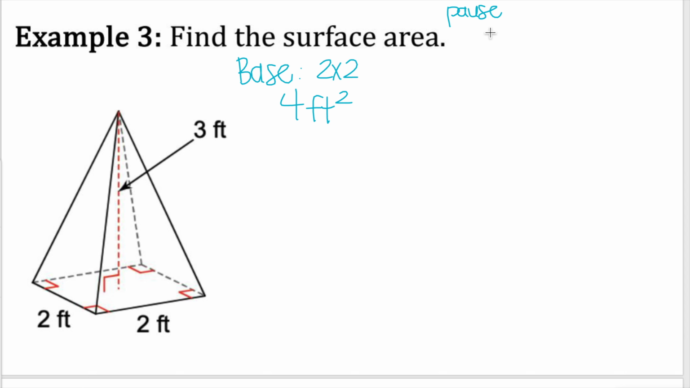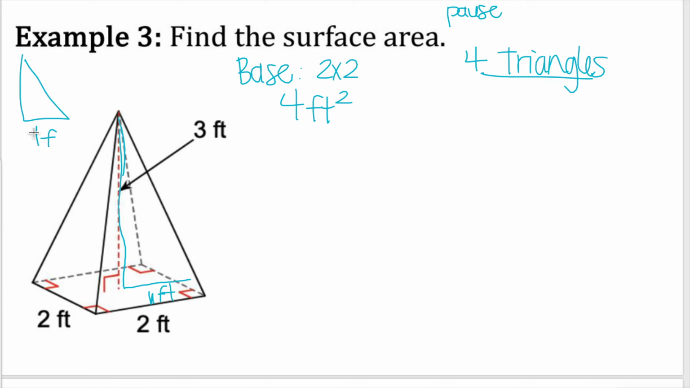feet. But then we have 4 triangles, and what we don't know is our lateral height. So we think about this 3 feet being the height of the pyramid, and about halfway through would be half of the base, so 1 foot by 3 feet height.